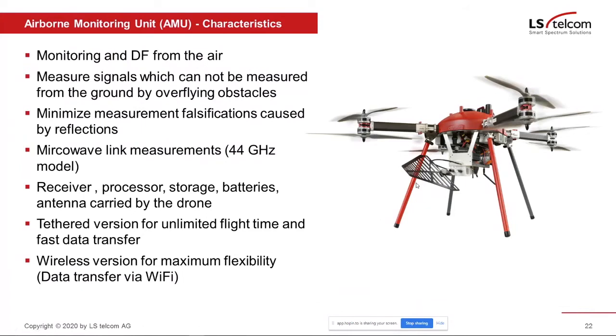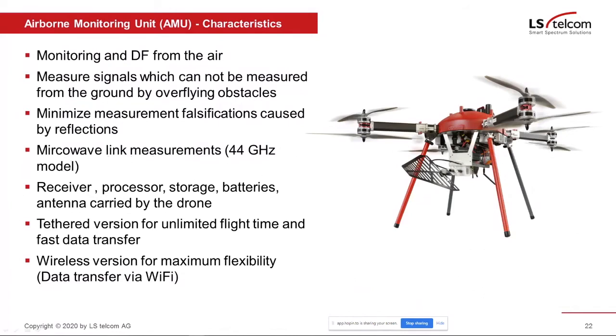It's pretty interesting. We've done a lot of tests here. Just look at the spectrum. If you're on the ground and then fly up, you suddenly see signals popping up in the spectrum which you do not see on the ground. Simply, when you fly above any obstacles, you have line of sight to the emitter. You increase the coverage of your monitoring system. You also minimize the measurement falsifications caused by reflections, for example. And if you fly up, you can turn the drone 360 degrees to perform direction finding, so to know where a signal source comes from.